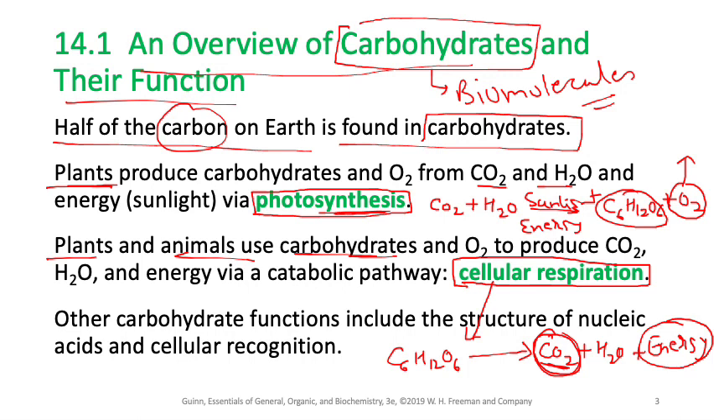So there are two kinds of pathways that we're going to talk about. One of them is called the anabolic pathway. Let me write it down over here, anabolic pathway. So what is the anabolic pathway? Anabolic pathway is the formation of a larger compound, in this case the carbohydrate, with the help of energy, right? And then we have a second pathway called the catabolic pathway.